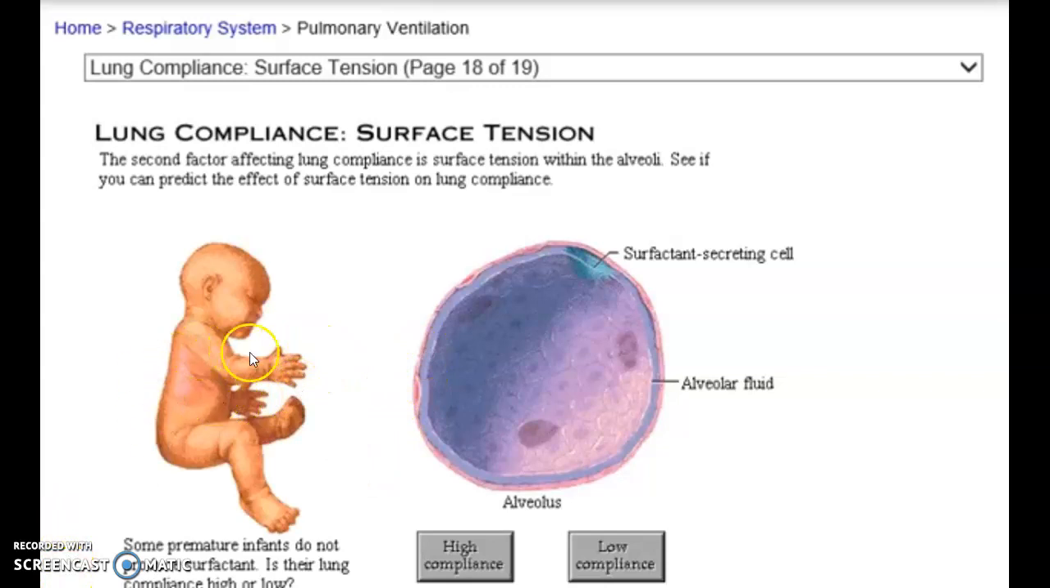Okay, premature infants, remember, they don't take their first breath till they're born, and if they're premature and they haven't had a chance to develop the surfactant, then sometimes they have to have an artificial surfactant introduced into their lungs so they do have the ability to breathe.